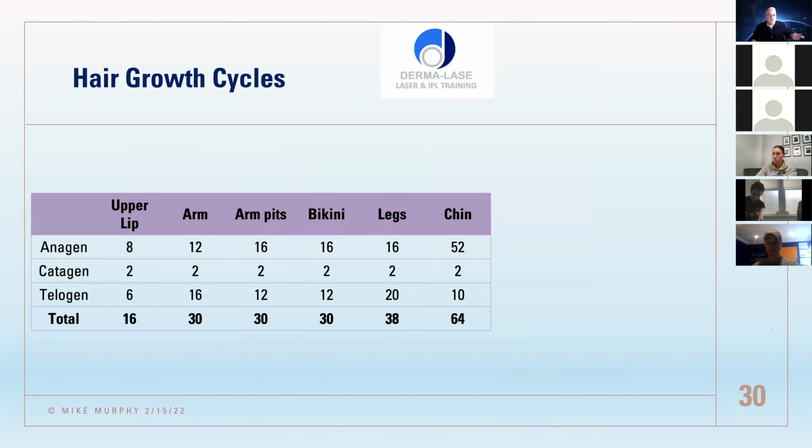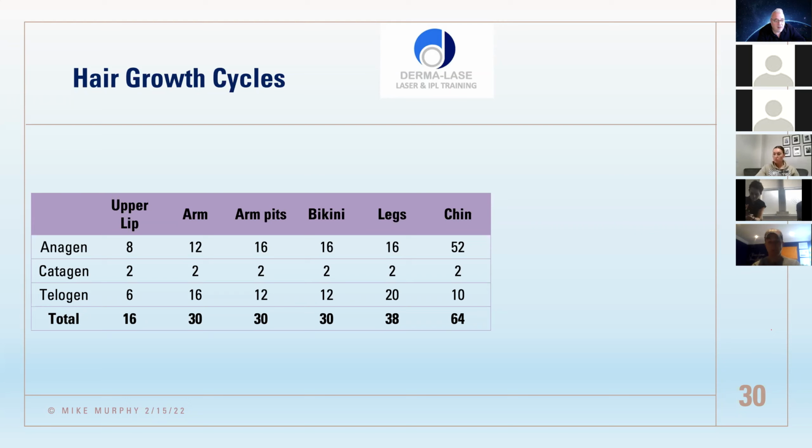Hair growth cycles. Here's the groovy stuff. About 2 or 3 decades ago, or even more now, there was some work done by some scientists. They looked at the growth cycles across the body, upper lip and the arms and the armpits, etc. And they looked to measure the anagen, catagen, and telogen phases. So I've kind of summarized some of that information here. But you can see there's quite a wide variation.